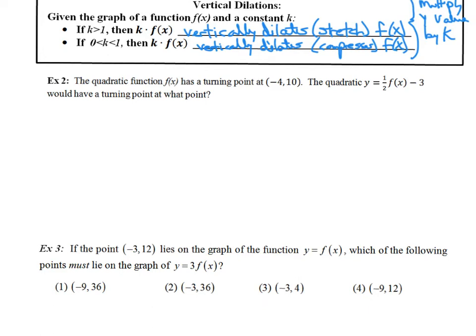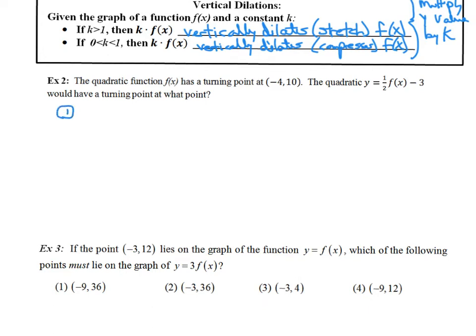It says the quadratic function f of x has a turning point at -4, 10. Of course, we know that a turning point means the vertex. We're going to do some transformations to this parabola. So the quadratic y equals 1/2 f of x minus 3 would have a turning point at what point? So let's think about what the different transformations are.